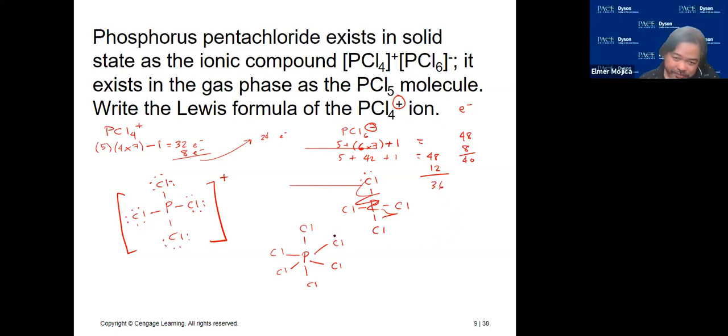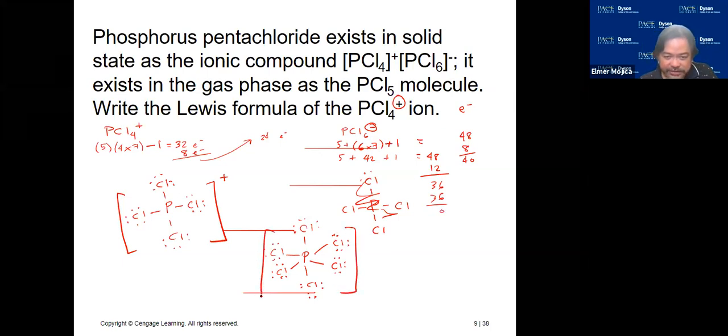Then what do I do? I'm going to put 6 electrons in each of the 6 chlorines. So 6 times 6 will give me 36. So I have to put it like this.